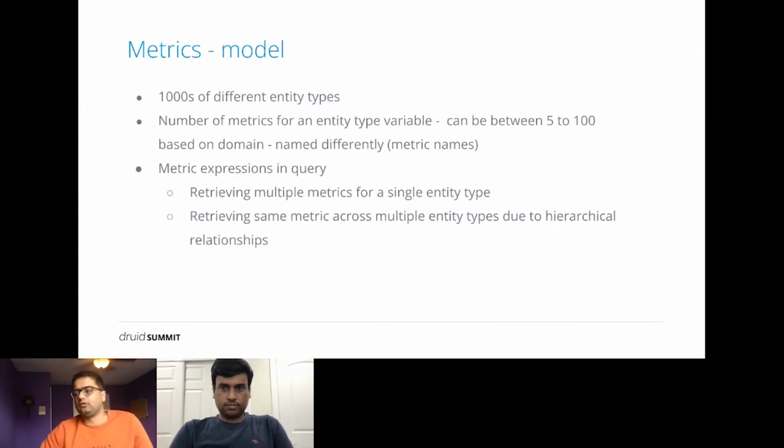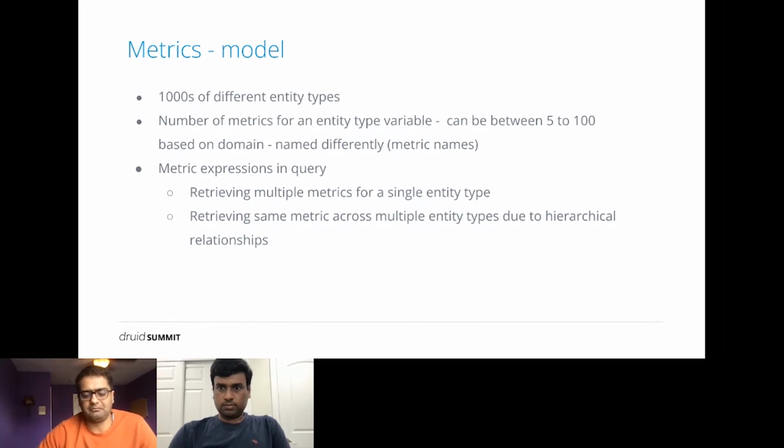Now let's go through some of the challenges that we faced with the metrics. As you can see in the model, we can have thousands of different entity types, and the number of metrics that can be associated with an entity type can be variable. At the minimum, we estimated it will be at least 5, and can be 100 or even more. When we start monitoring network related metrics, it can go up very differently, and they will all be named differently.